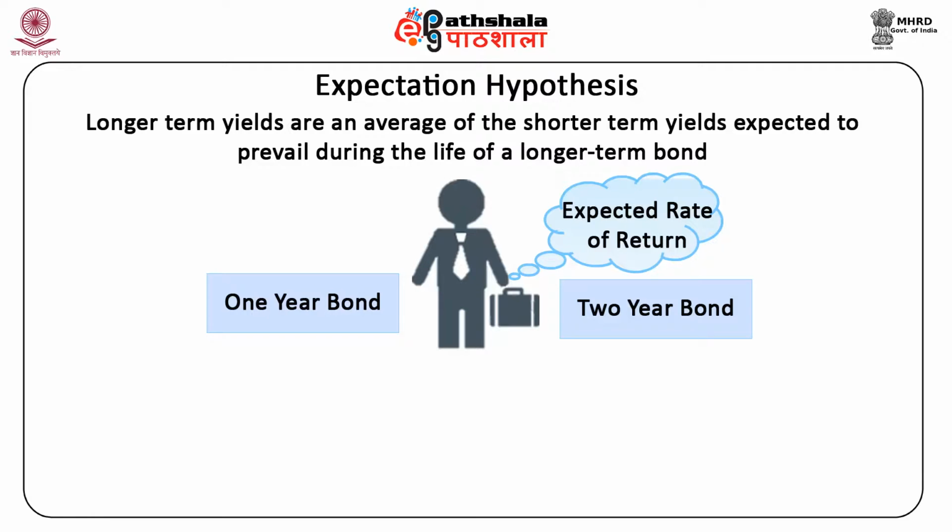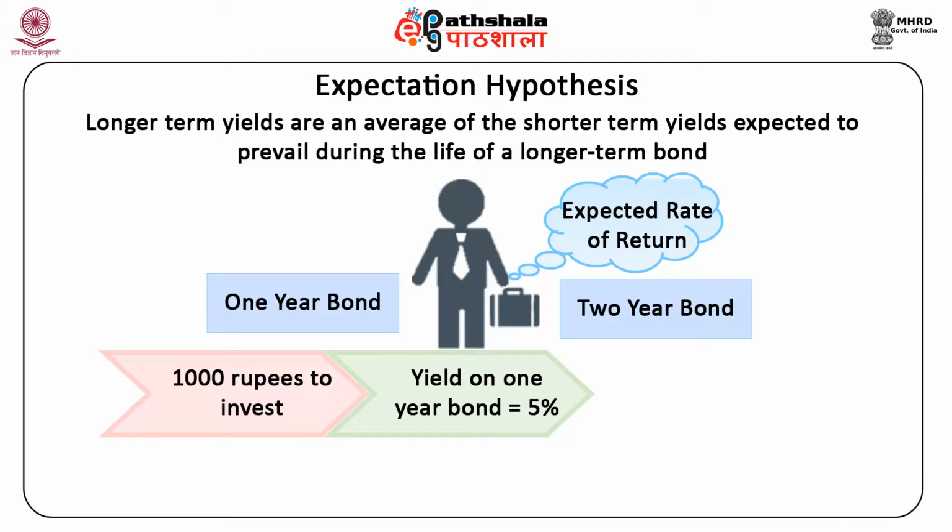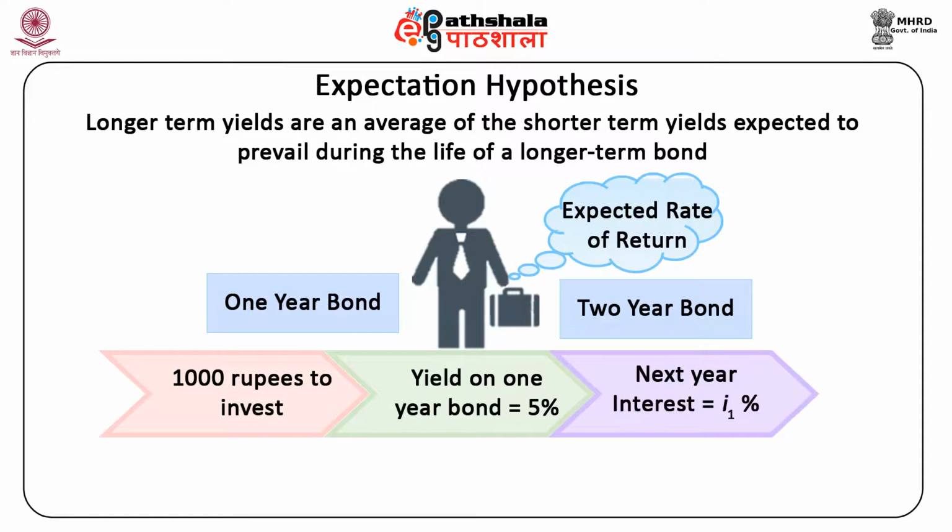For example, an investor has 1000 rupees to invest for 2 years. Current yield on 1-year bond is 5%, and next year 1-year bond will pay interest of i1%. Thus, if the investor purchases 1-year bond today and purchases another 1-year bond after it matures, in 2 years he will have Vs equal to 1000 into (1 plus 0.05) into (1 plus i1).